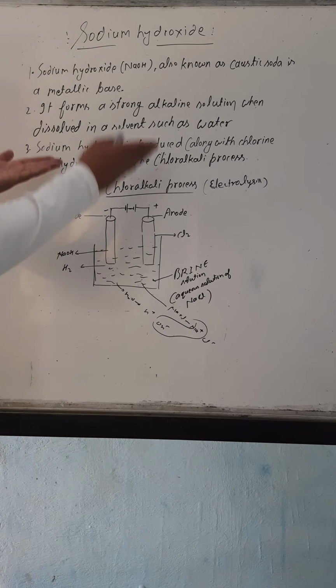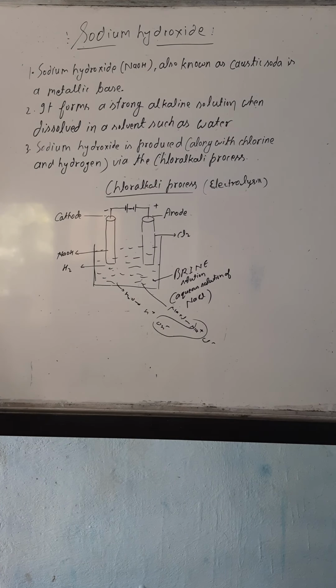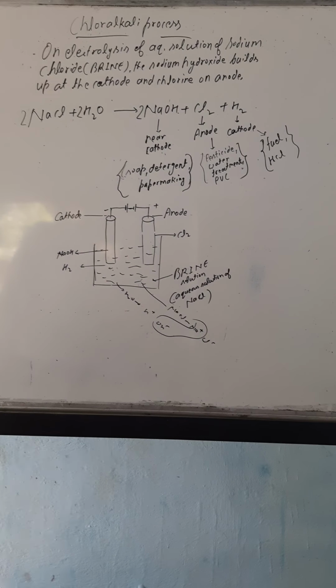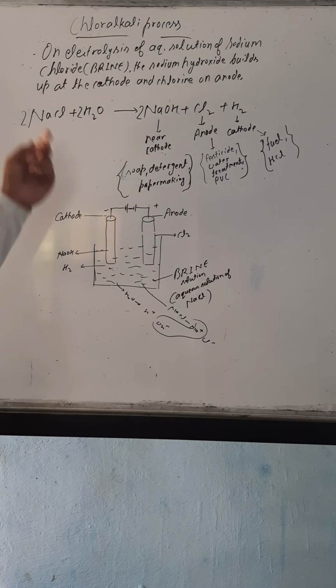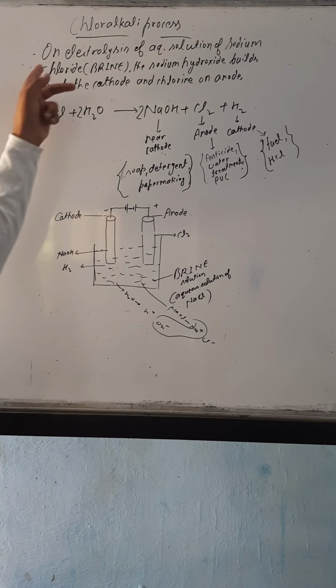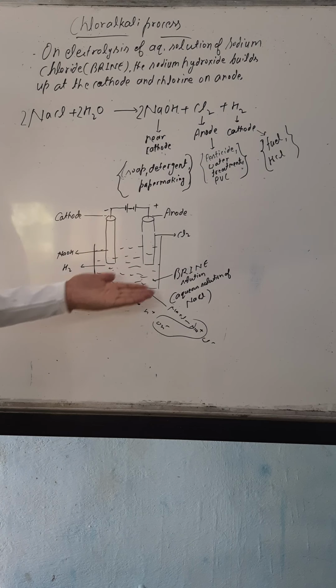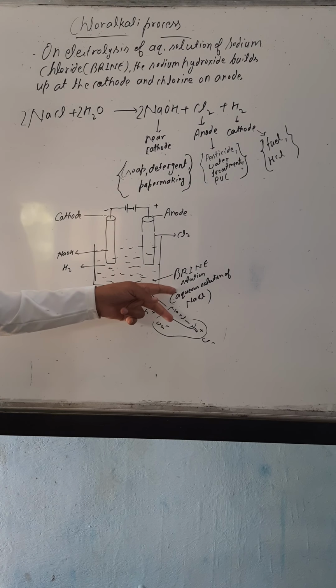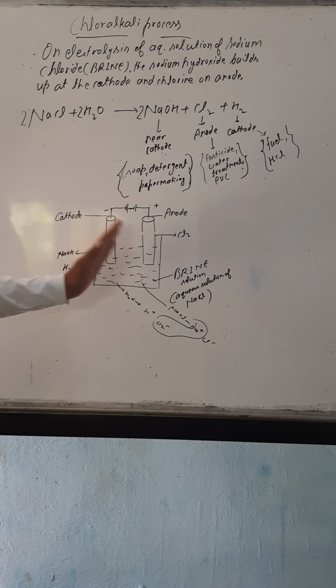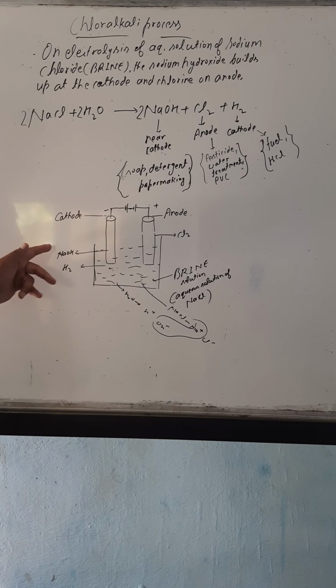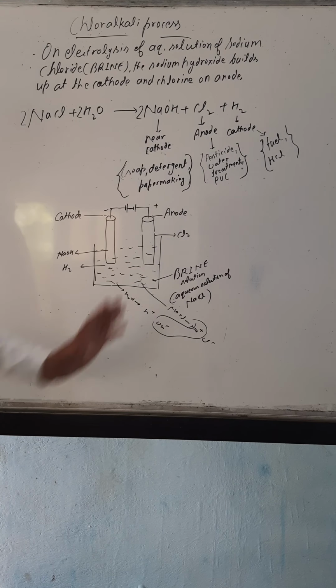Okay, let me write the equation for this, but before this, note it down, then I am going to erase this. So if we talk about the chloralkali process, in this process we do electrolysis of the aqueous solution of sodium chloride, which is known as brine. So we are passing electricity through that. On the cathode side we are getting sodium hydroxide and hydrogen, and on the anode side we are getting chlorine gas.